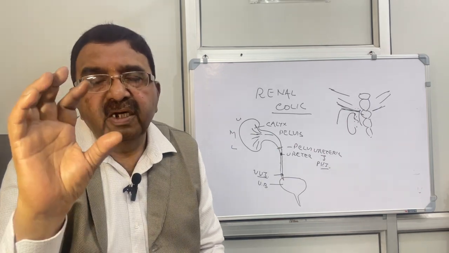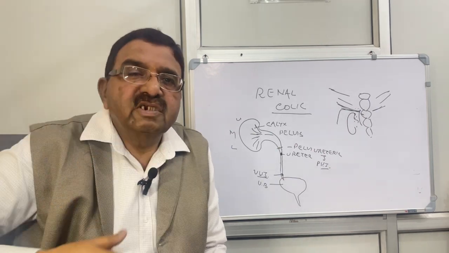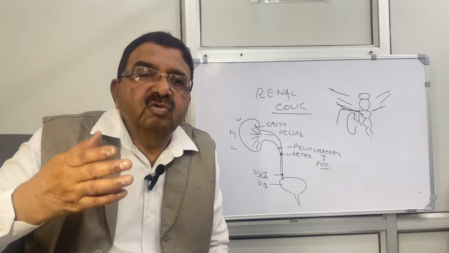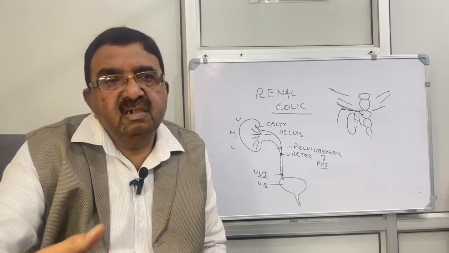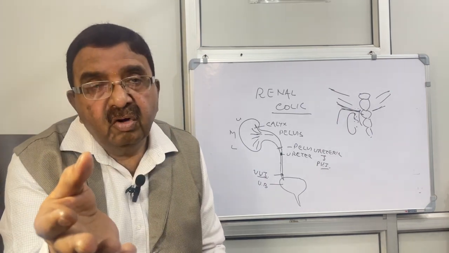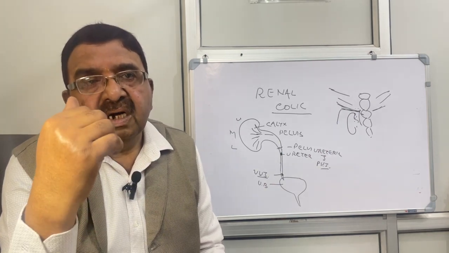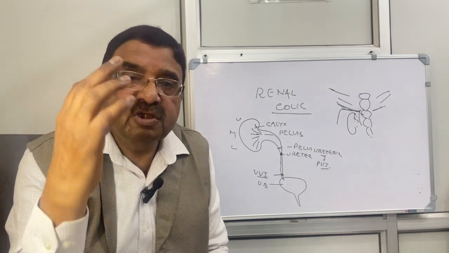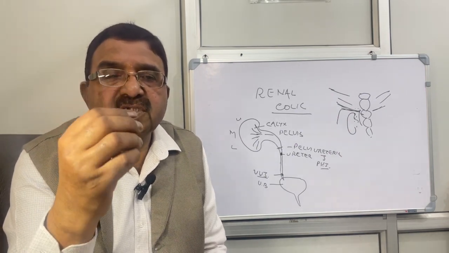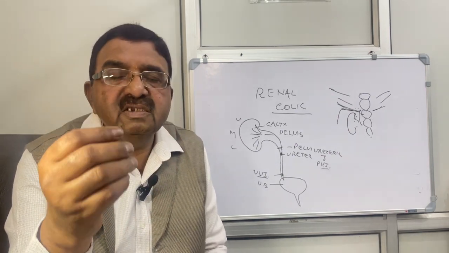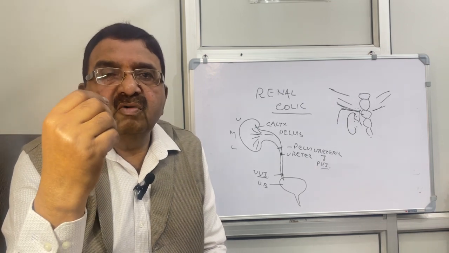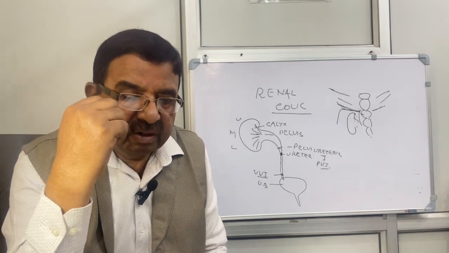Besides the complaint of severe pain which travels from the flank of the abdomen to the anterior abdominal wall, up to the testicle or penis or groin, or in females the labia majora, other features are hematuria. That means the patient looks at the color of the urine, and it is red in color. It is because of the presence of blood in the urine.